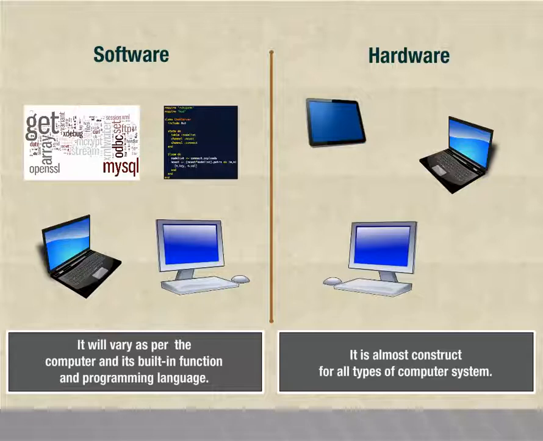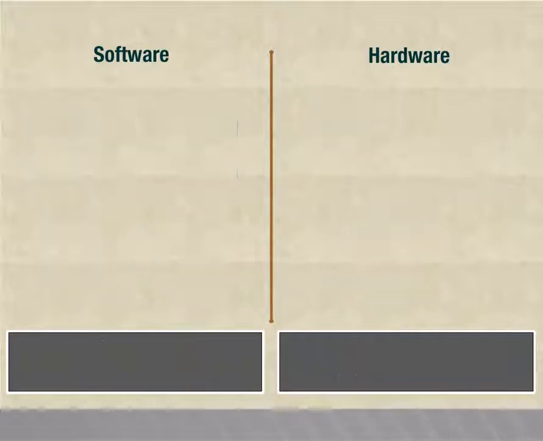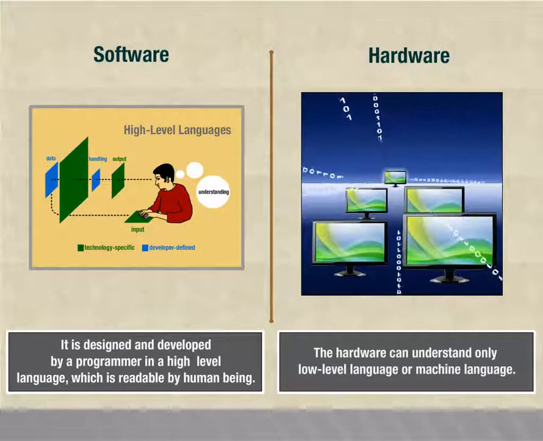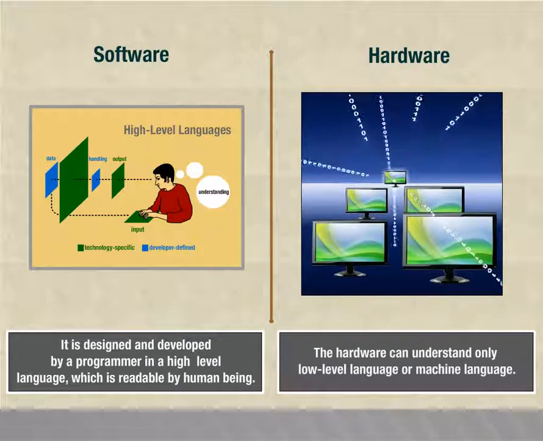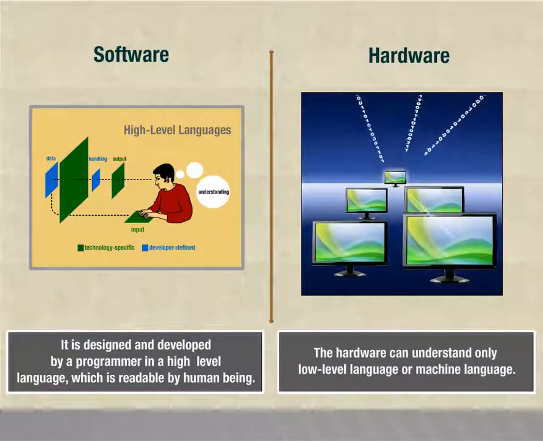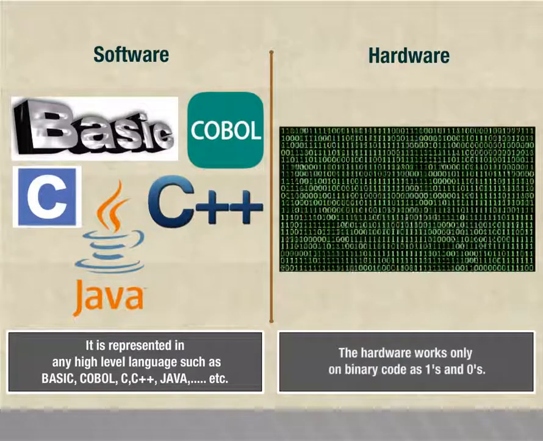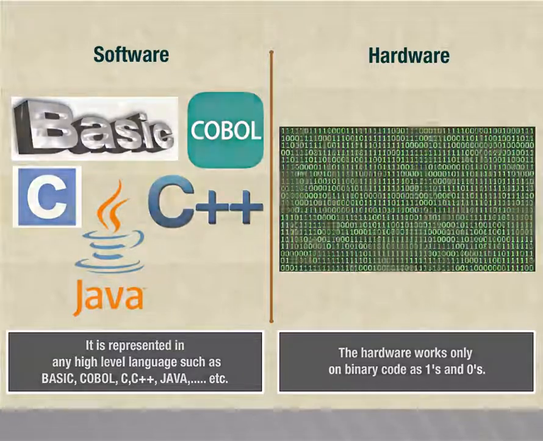It is almost constructed for all types of computer systems. It is designed and developed by a programmer in a high-level language which is readable by human beings. The hardware can understand only low-level language or machine language. It is represented in any high-level language such as BASIC, COBOL, C, C++, Java, etc. The hardware works only on binary code as ones and zeros.